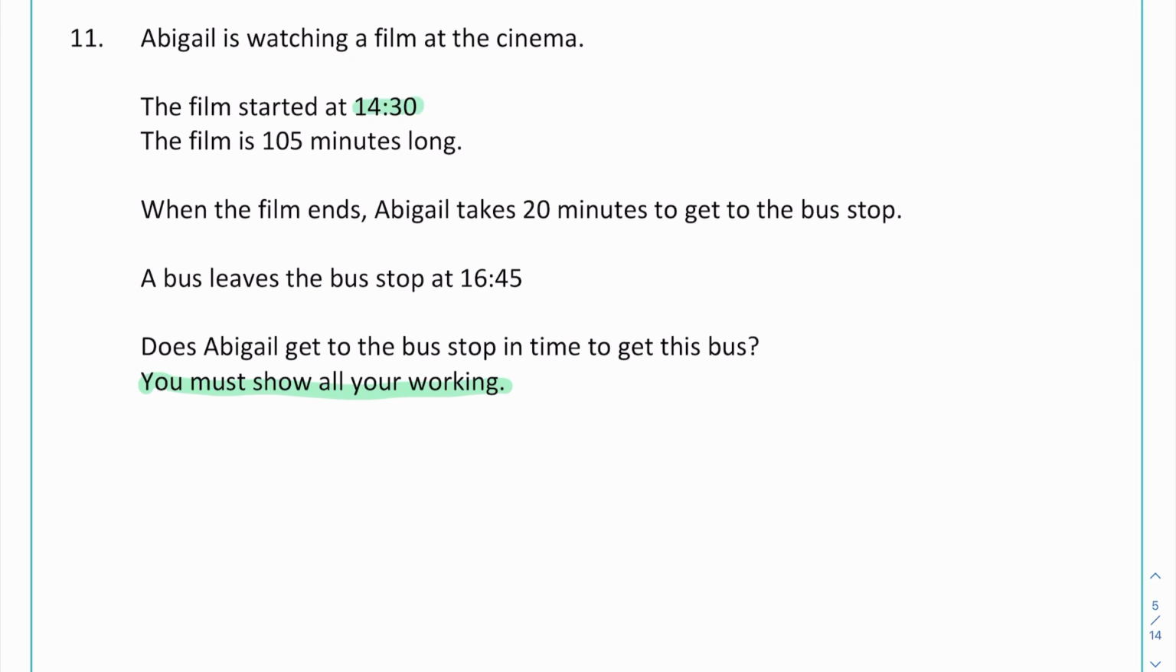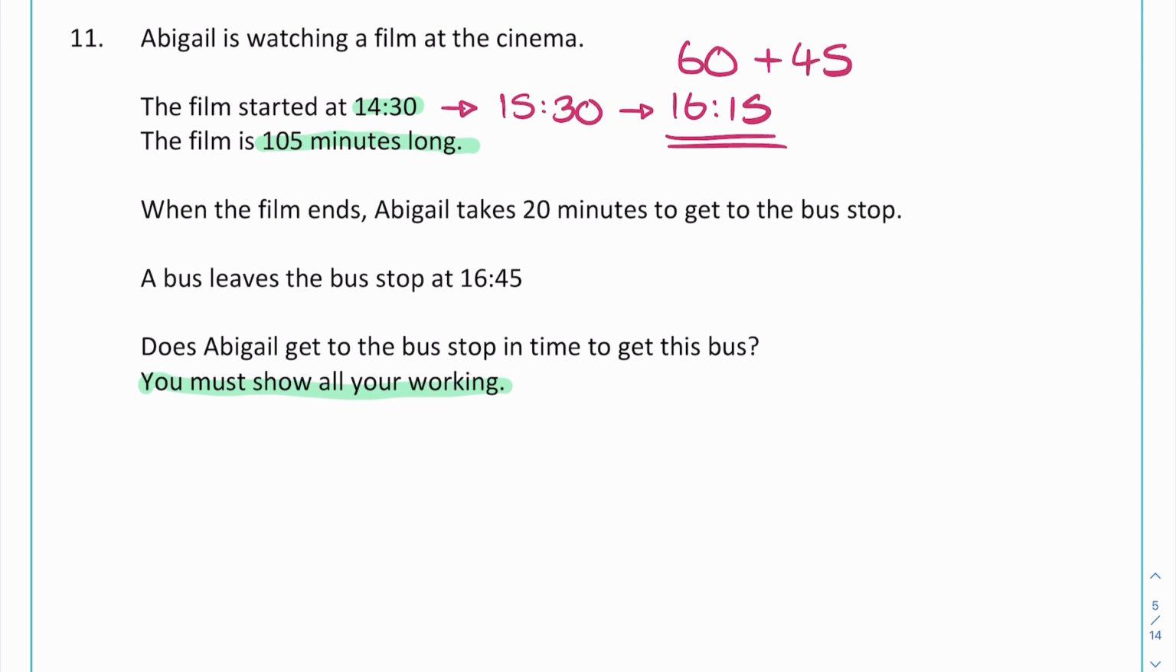So the film starts at 2:30 and it's 105 minutes long. There's 60 minutes in an hour. So that would be 60 minutes, and to get to 105, that would be another 45 minutes. So if we add the 60 minutes on first, 2:30, well, 14:30 as they've written it, would go to 15:30. Then add the 45, that would get us to 4 o'clock, and then past it, because we've got the 30 minutes to get to 4 o'clock, so that would get to 16:15 or 4:15. So the film is going to end at 4:15.